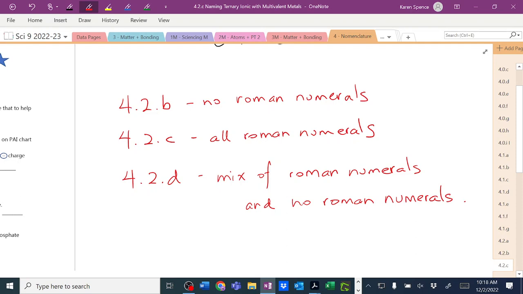So these two are in the gray zone, so they need Roman numerals.